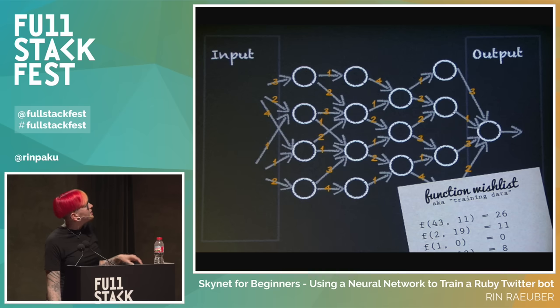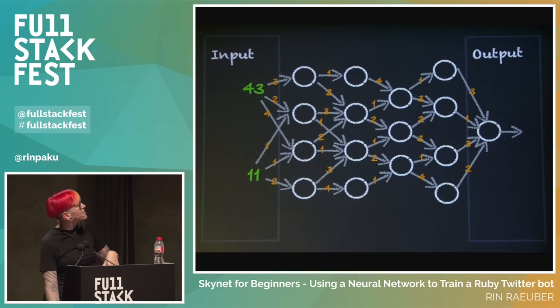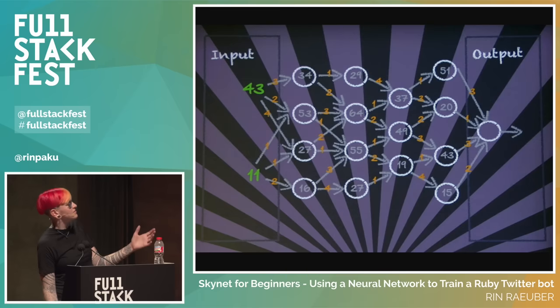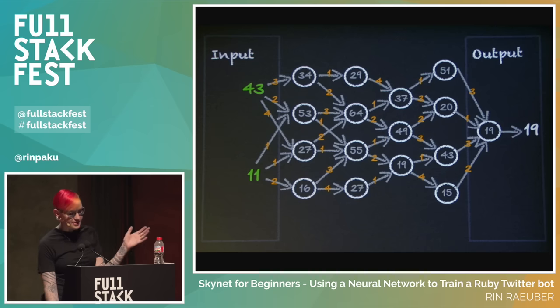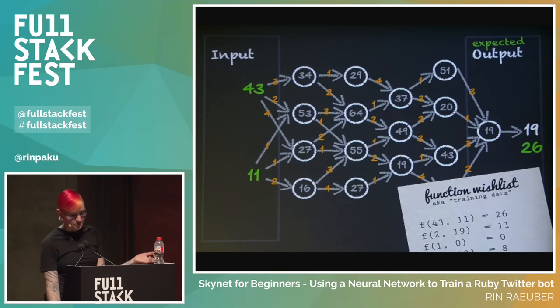And now I'll take that function wish list, and I take the first row and input this. And now our network will start calculating and calculating and calculating some more. And finally, that's a Keynote effect you haven't seen today yet. So, magic. We got an output, and it's 19. When we compare this to our function wish list, it's a little off, because the expected output was 26.